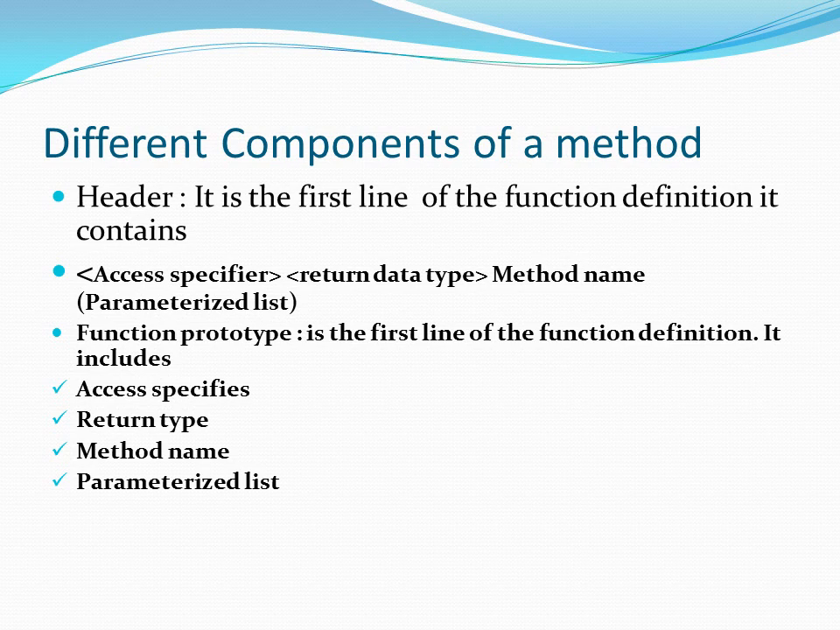Now we will discuss different components of a method. A function definition contains a header. It is the first line, which contains the access specifier, return type, method name and list of parameters. Function prototype is the first line of a function definition. It includes the access specifier, return type, method name and list of parameters. Example: public int add(int m, int n).